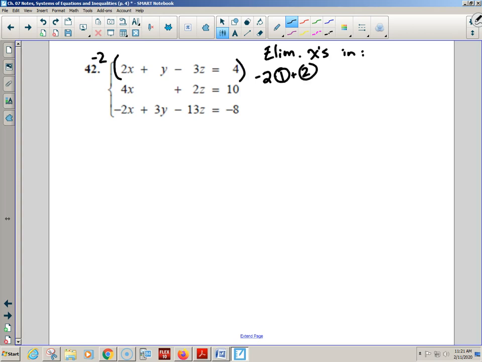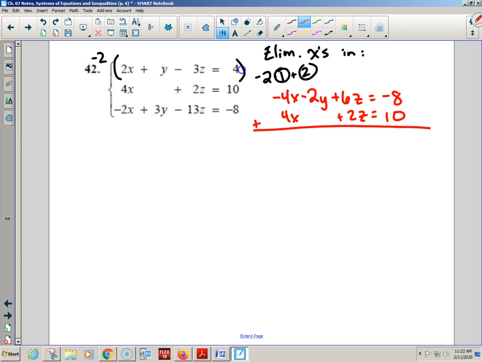So then if I'm eliminating using that, I'm going to get negative 4x minus 2y plus 6z equals negative 8. And then plus 2, I'm just keeping that the same because I see those x's are going to eliminate. So plus 2z equals 10. I'm going to get equation 4 in just 1 second.